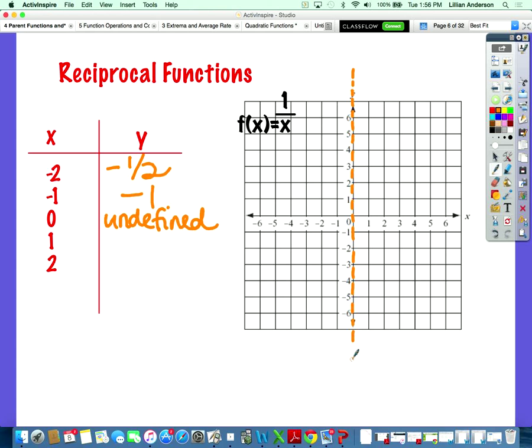Okay? When I plug in 1, what do you get? When I plug in 2, what do I get? 1/2. Okay? So if I were to plot this, -2, -1/2, -1, -1, 1, 1, 2, 1/2. I'm not getting too much here on my graph, so I want to go ahead and do some more points. If I plugged in 3, what do I get? 1/3. If I plug in 4, what do I get? 1/4. If I plug in 5, what do I get? And it continues on and on like that.